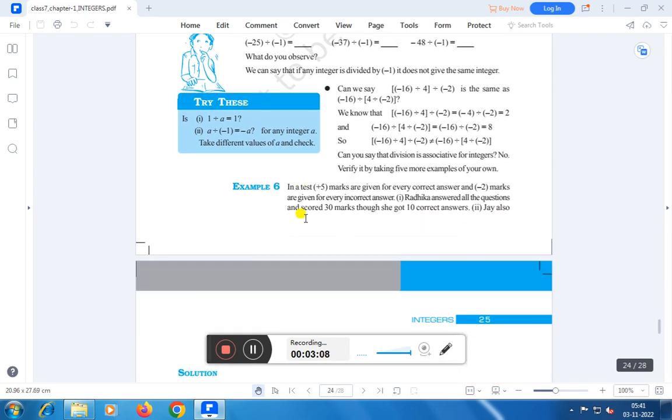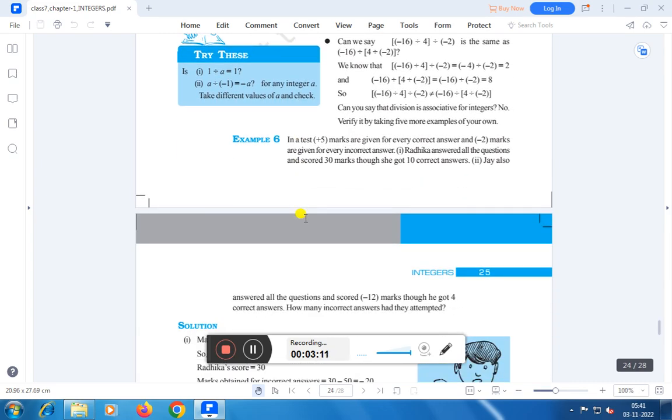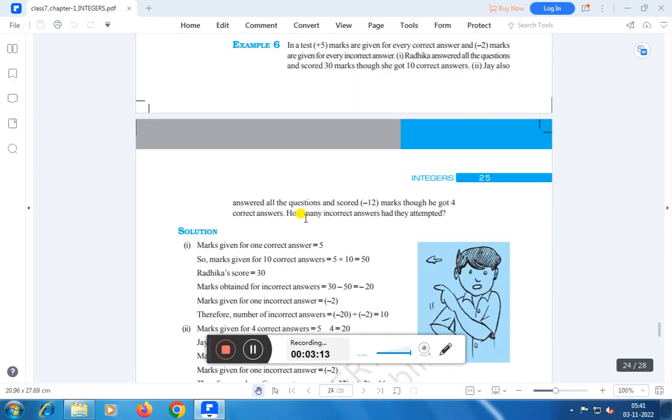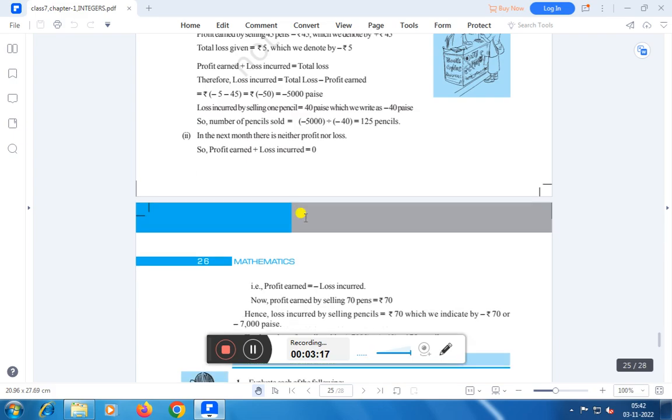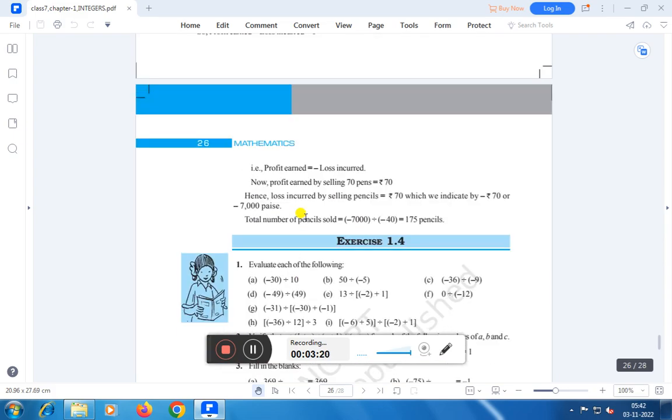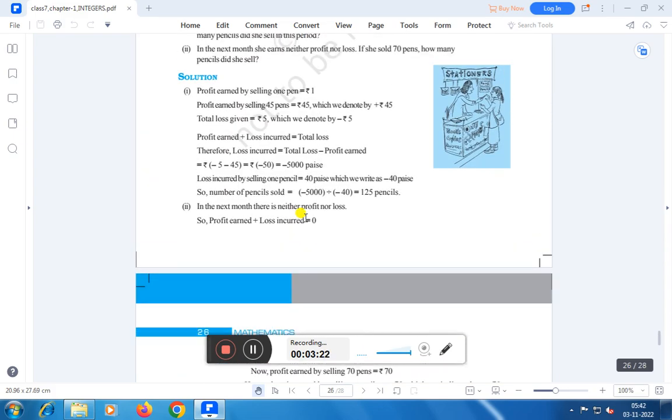Now, these are some of the properties of division of integers. Next, we will solve problems in the exercises.